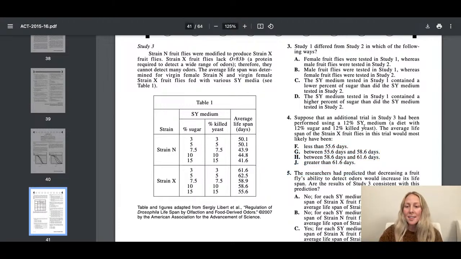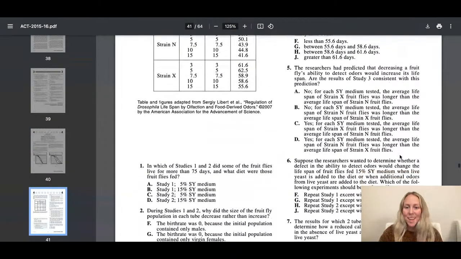So now we're going to read it again. Suppose an additional trial in study 3 had been performed using 12% SY medium. The average lifespan would have been what? So study 3 right here. Then they want strain X. Here's strain X. They want the average lifespan. Here's the average lifespan. And they want a 12% SY medium. Now, we don't have 12% here, but that's fine. We can make an estimate. 12 is going to be between 10 and 15, right? So here it is. It's between 55.6 and 58.6. G is our answer.